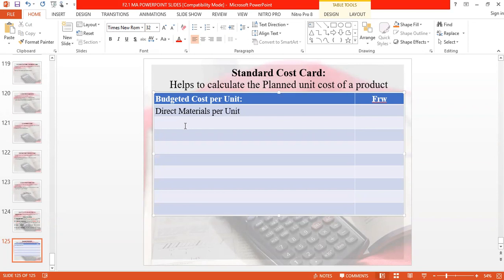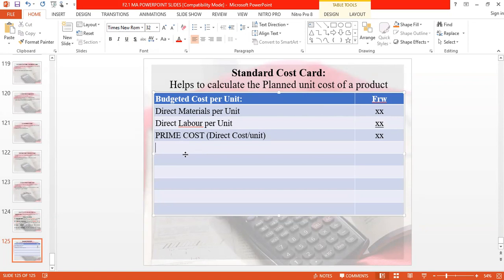To it, you add direct labor per unit. When you add those two, it gives you what is called prime cost. Prime cost is what we call direct costs. Prime cost per unit.